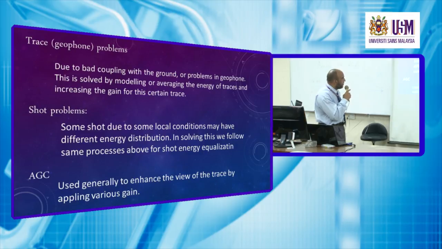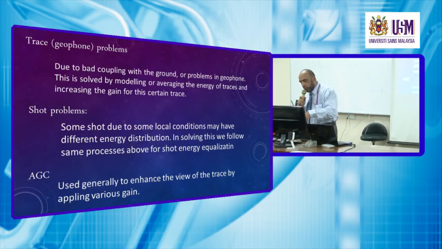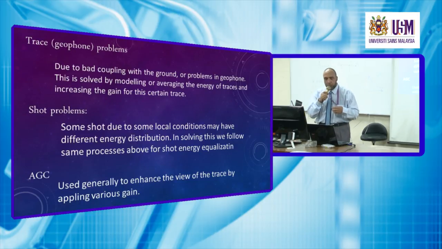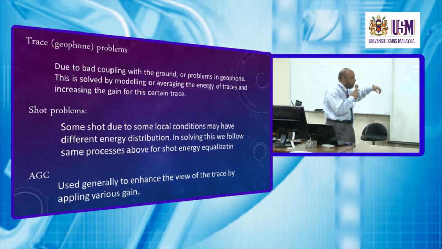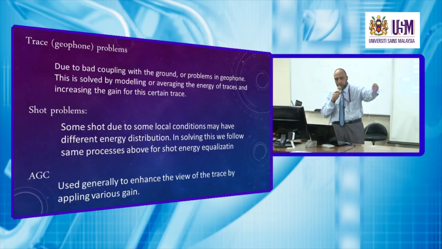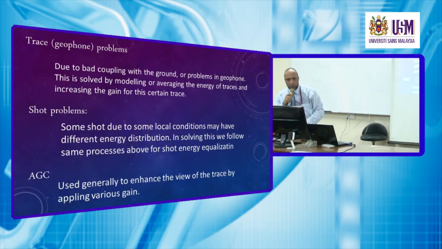The other one is a shot problem. Sometimes in the shooting itself there is some problem. Sometimes I have some geological conditions like fracturing that will cause the energy to propagate in a certain direction better than other directions, and so it will affect how the energy from the shots arrives at the traces. So I also have to do something like the one above by studying the mode of energy propagation from all the sources and try to correct for this problem with that source.